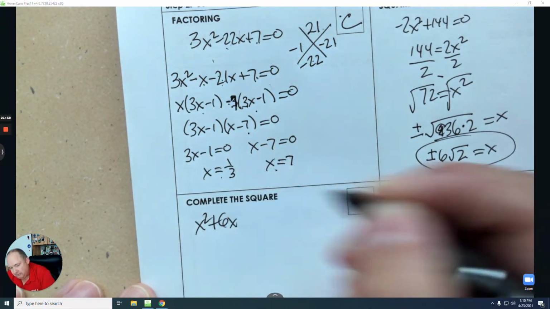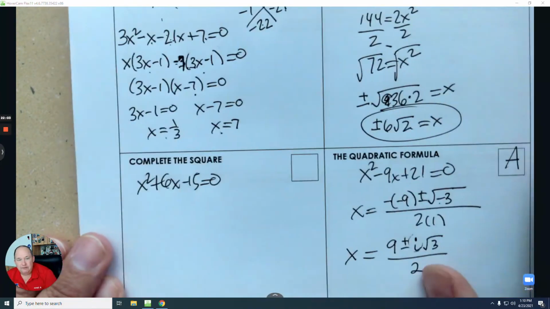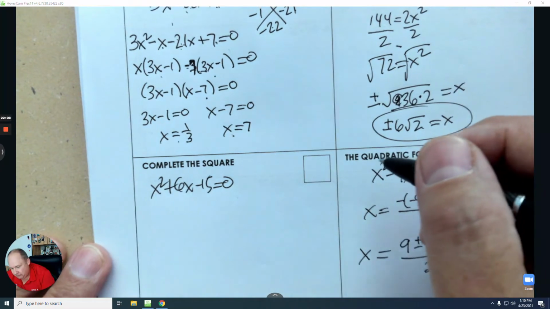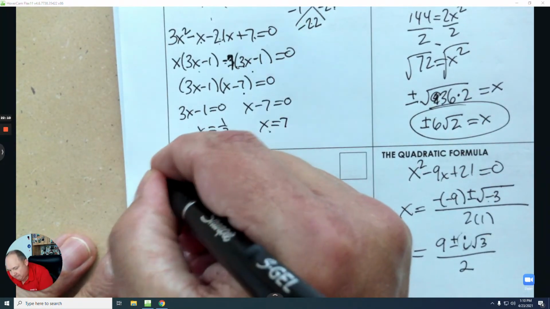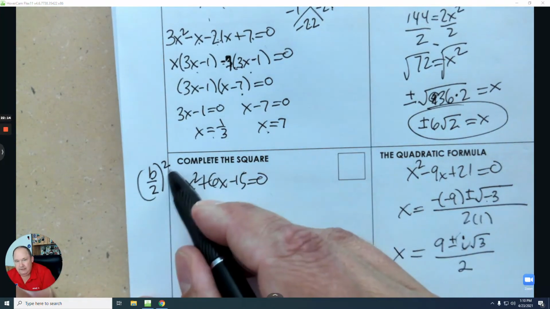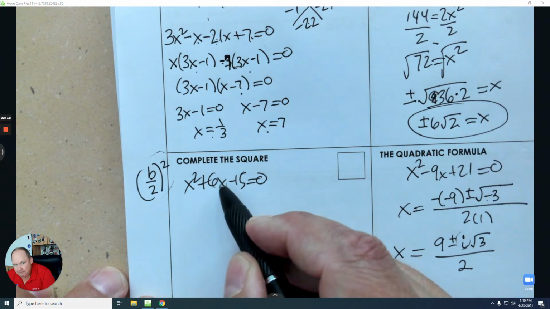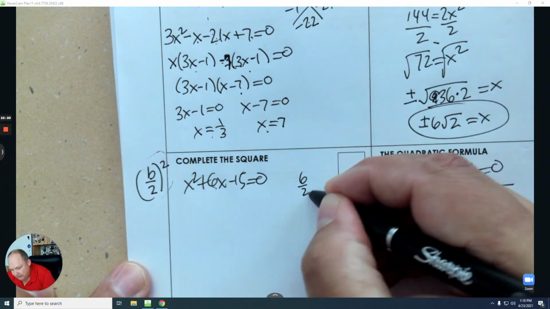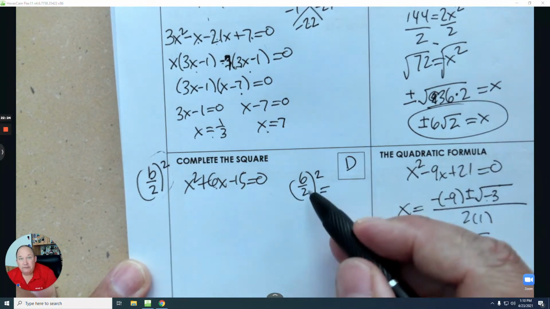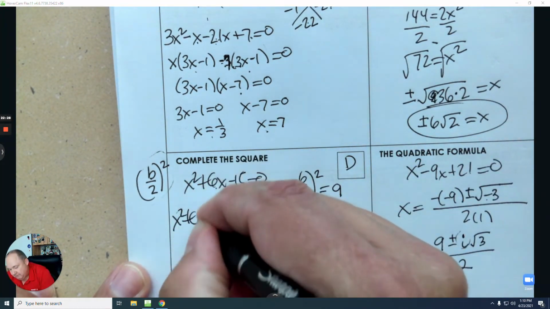So x squared plus 6x subtract 15 equals 0. To complete the square, we need to know this little formula here, which is take b divided by 2 and square it. So b divided by 2 and square. This is what I need to remember. My b value is 6. Divide by 2 and square it. So 6 divided by 2 is 3. 3 squared is 9.